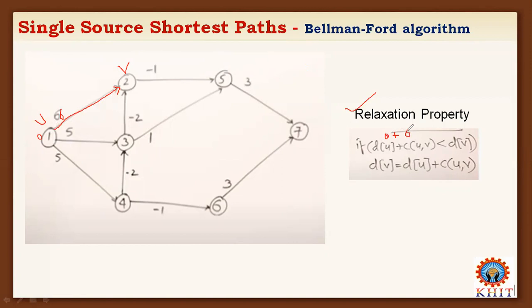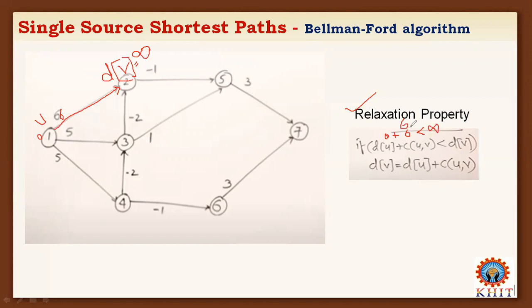You can add this to the sum, that is compared with D of V. D of V, initially the distance from vertex 1 to vertex 2, you don't know, that's why you can consider this as infinity. D stands for distance of V. The distance of vertex 2 you don't know, that's why you can consider it is infinity. Now clearly observe that 0 plus 6 is less than infinity.